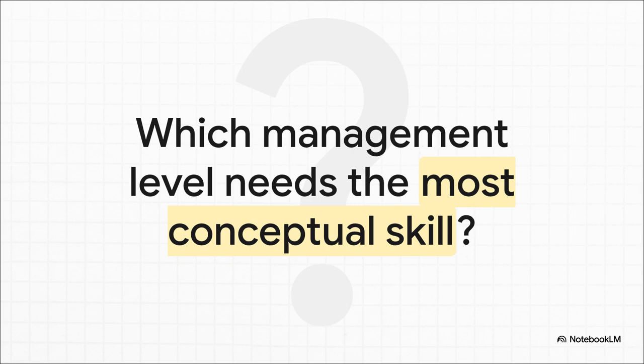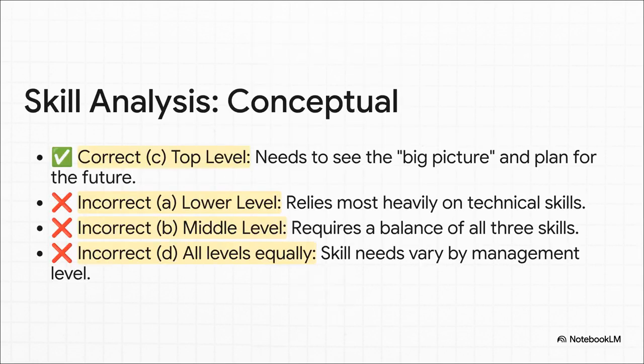All right, here's another one for you. Just try to remember that diagram we looked at earlier that connected the skills and the levels of management. So, the crucial point here is that top-level management requires the highest degree of conceptual skill. They're the ones who have to set the overall vision and strategy for the entire organization.